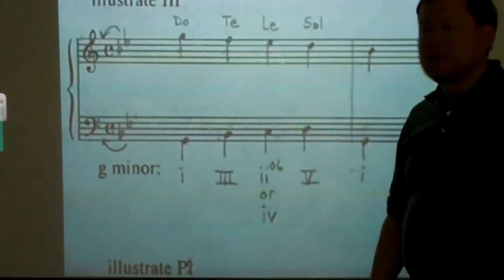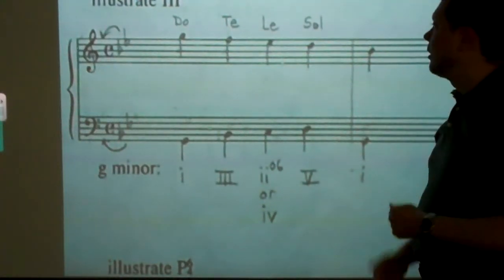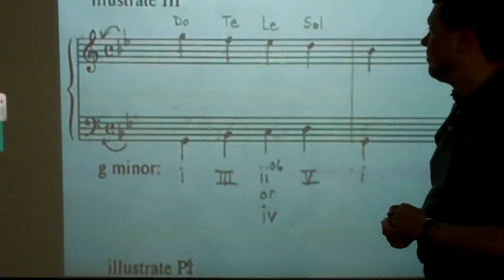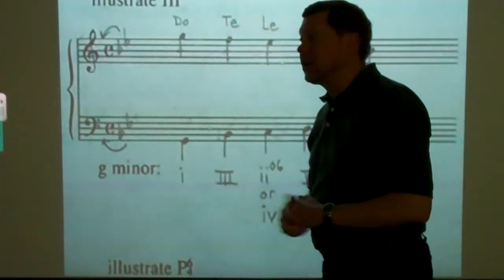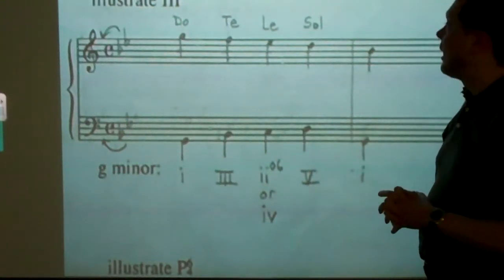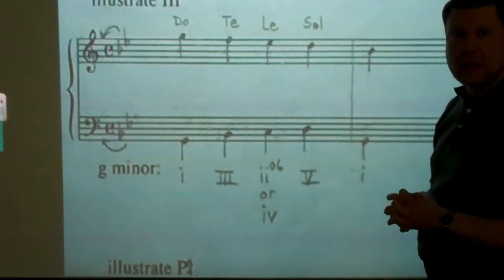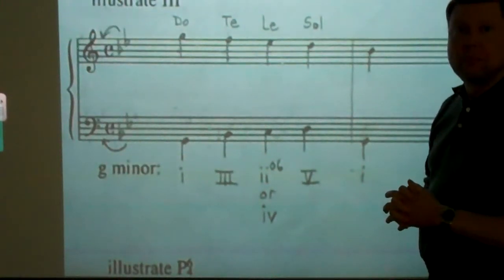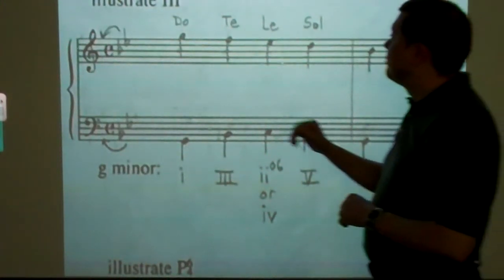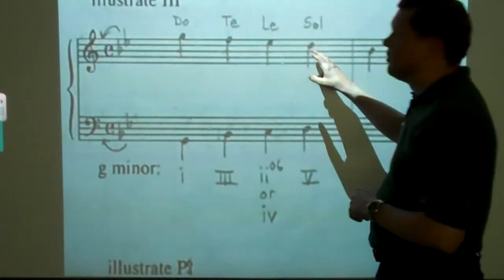In order to illustrate the major 3 triad, we recall that the major 3 triad occurs only in minor keys, and we are in G minor here. And just like the other 3 chord that we just looked at, this 3 chord harmonizes a descending soprano line. But since we are in a minor key, our descending soprano line uses the pitches do, te, le, and sol.